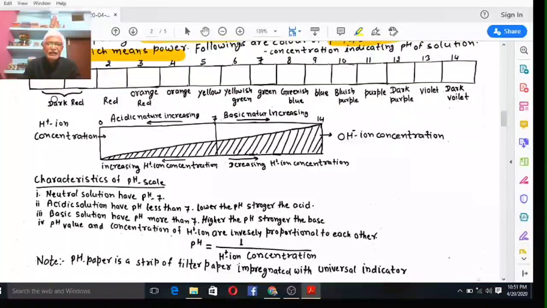For pH 0 and 1, it is dark red. For pH 2, it is red. For pH 3, orange red. For pH 4, yellow. For pH 5, yellowish green. For pH 6, green, and for pH 7, also green. Greenish blue for 8, blue for 9, bluish purple for 10, purple for 11, dark purple for 12, violet for 13, and dark violet for 14.